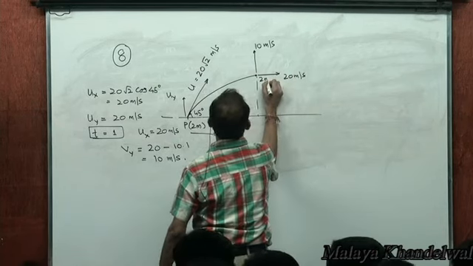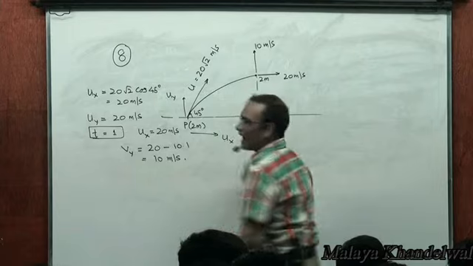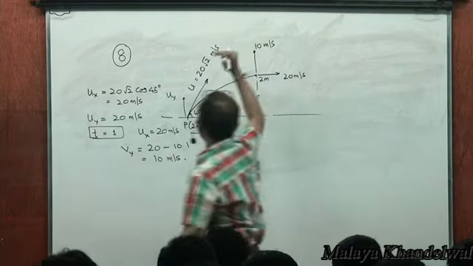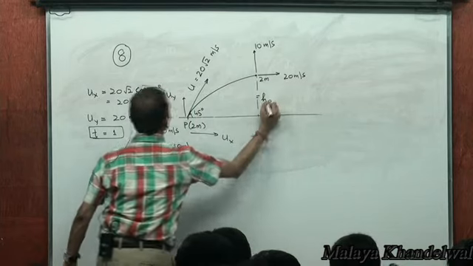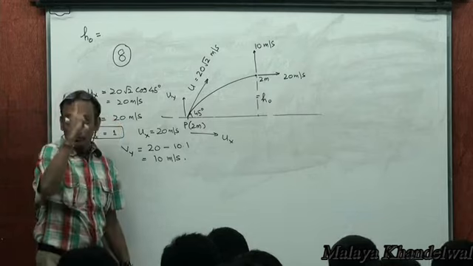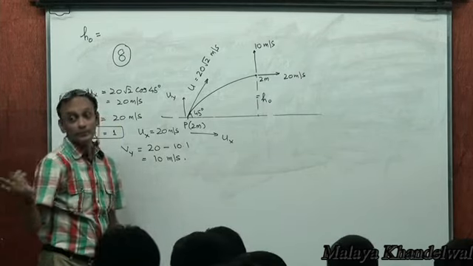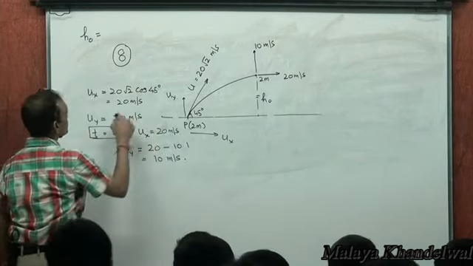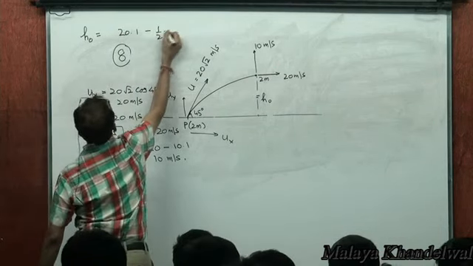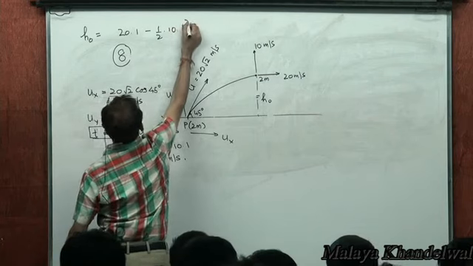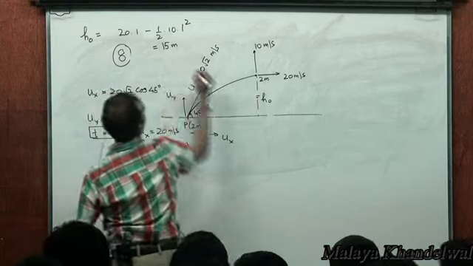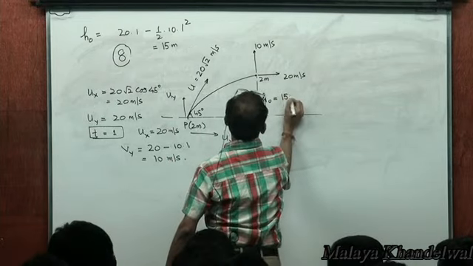That's the 2m. And what would be the height that it would have gone up? H naught would be uy t minus half g t squared. Initial uy is 20, so 20 into t minus half of 10 into t squared, which is 15 meters.